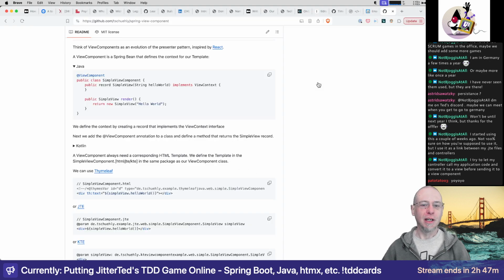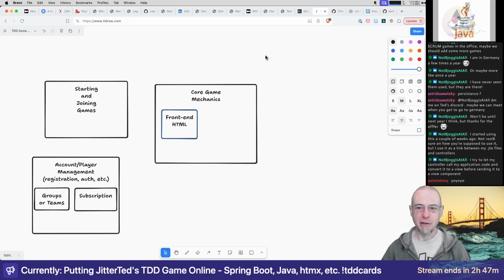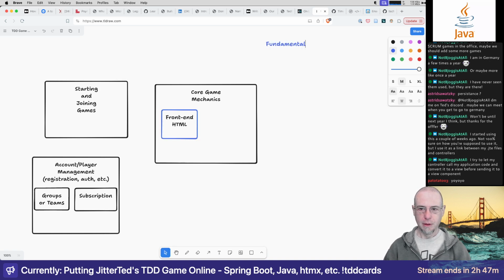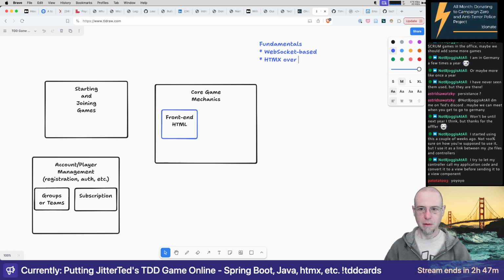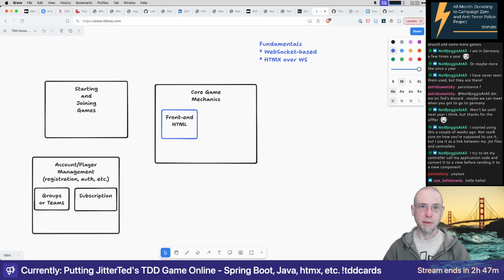So that's a fundamental piece of this. So it's WebSocket based, and I'm using HTMX over WebSocket.